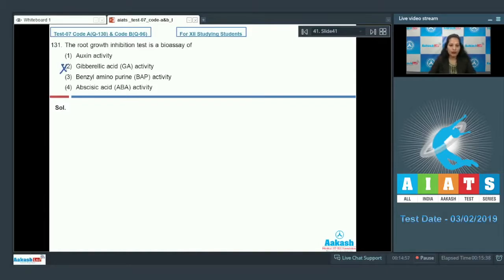For benzyl aminopurine activity, this is a cytokinin, and just to check the cytokinin activity, there is a bioassay called cell division test. So this option is also ruled out. For abscisic acid activity, there is a bioassay called bean or cotton explant test. So this option is also ruled out. So the root growth inhibition test or the Avena curvature test or Avena curvature bioassay, these are the bioassay for auxin activity. So the correct option for the given question is option number 1. Let's move on to the next question.